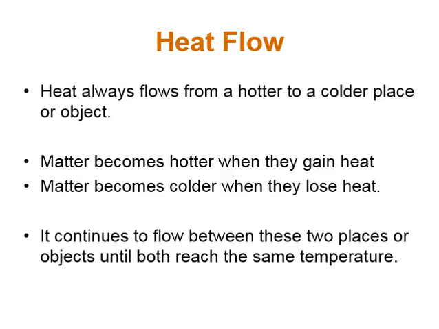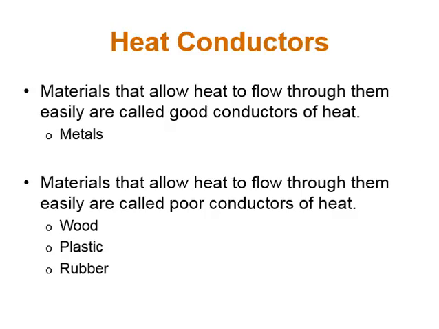Now we know that heat always flows from a hotter to a colder place or object, and this heat continues until the two places or the two objects reach the same temperature. We know that when matter becomes hotter, they gain heat, and when they lose heat, it becomes colder. Now, we know that materials can be divided into two groups: good heat conductors and poor heat conductors. Good heat conductors are materials that allow heat to flow through them very easily.